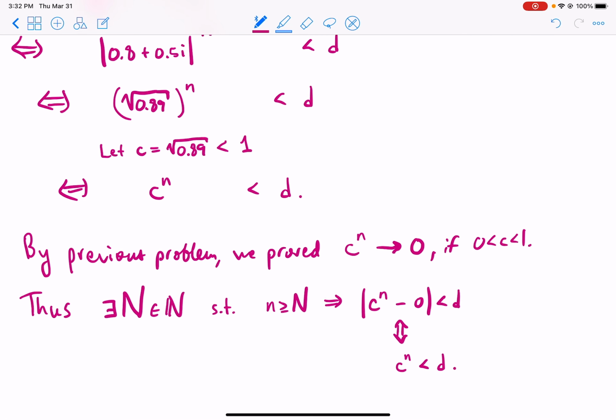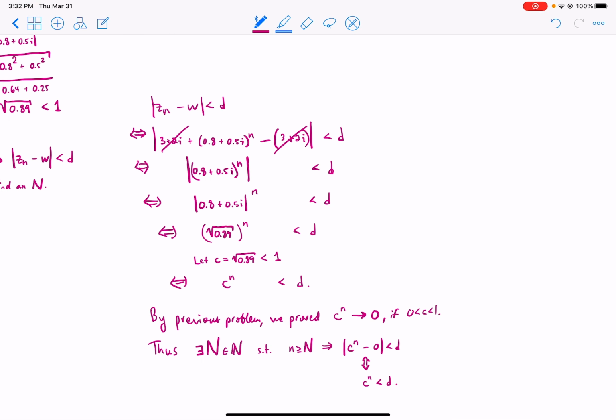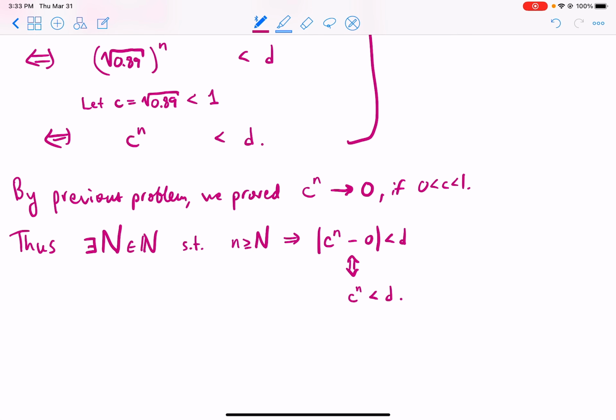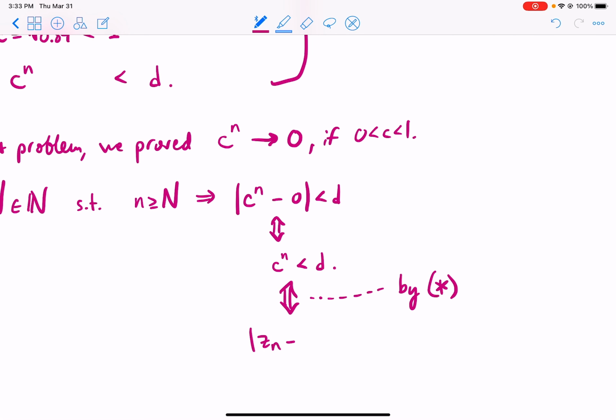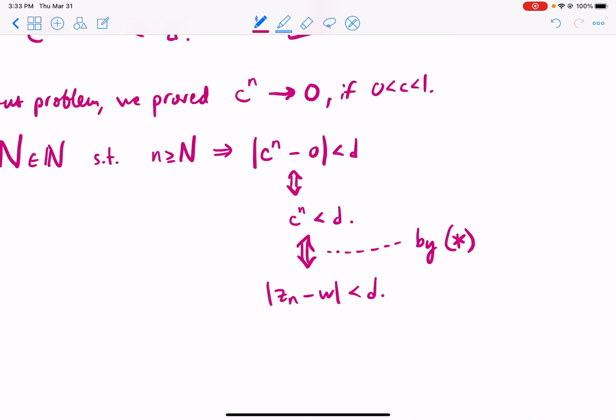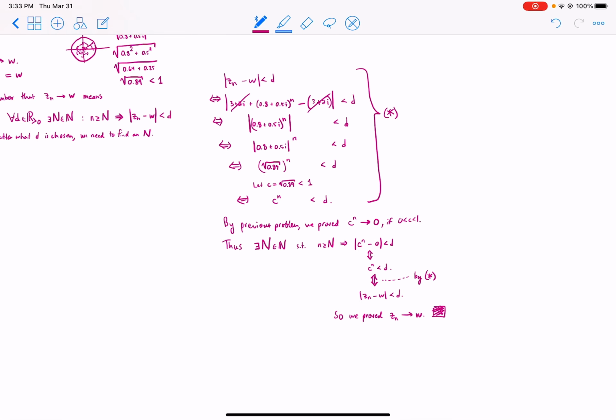But look at that. That means that the same n will work because, okay, let's give these calculations a name, star. If and only if, by the calculation star, we can go from here all the way up to here, z to the n minus w less than d. And so we are done. So we proved that z to the n, this sequence, limits to w, or converges to w. And that is the end of the proof.